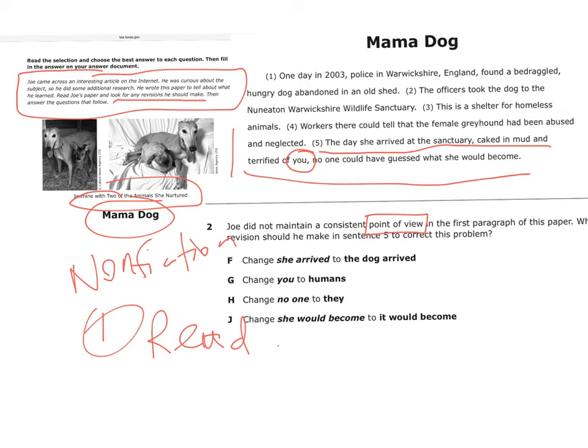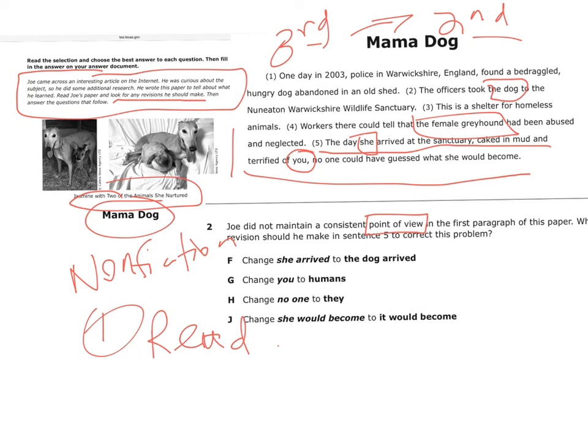So point of view here. What point of view are we in, first of all? It talks about the dog right here. It talks about the female greyhound down here, and it says she arrived in sentence 5. And then all of a sudden, we change to you, second person. So I'm going from third person, okay, to second person for no apparent reason. That's why it sounds awkward. So correcting the point of view, staying consistent.